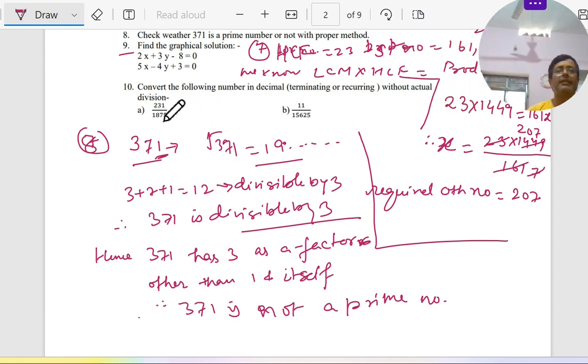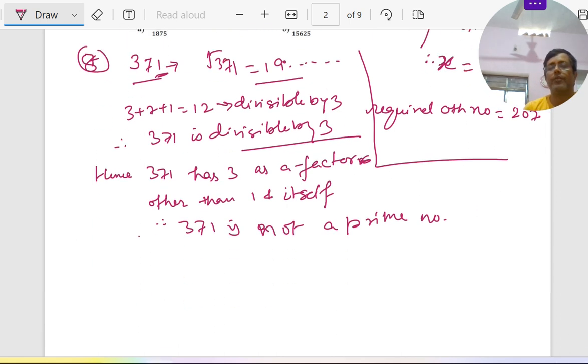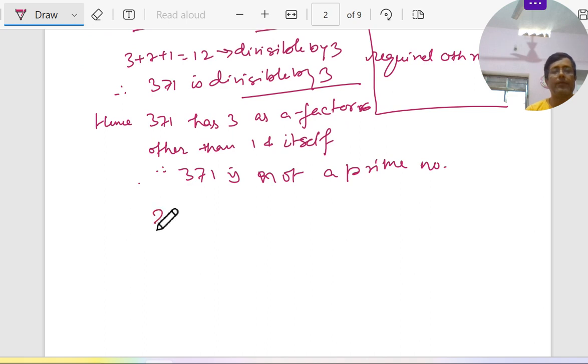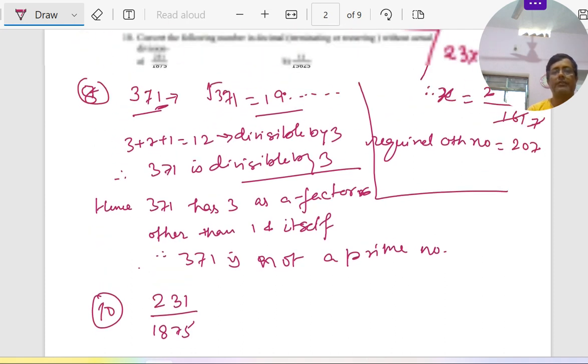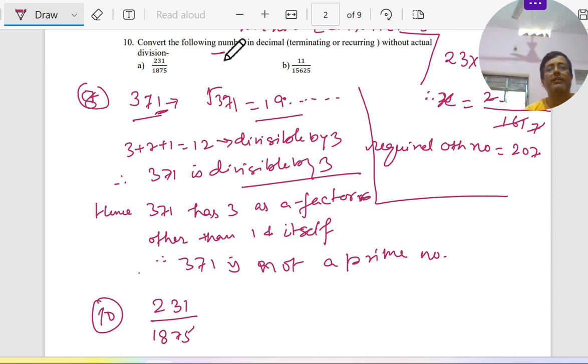Now we go for question number 10. Here it is given 231 by 1875. I have to do what? This is question number 10. The first part says: convert the following rational number into a decimal, terminating or recurring, without actual division. Whether it is terminating or recurring, we have to convert it into decimal.